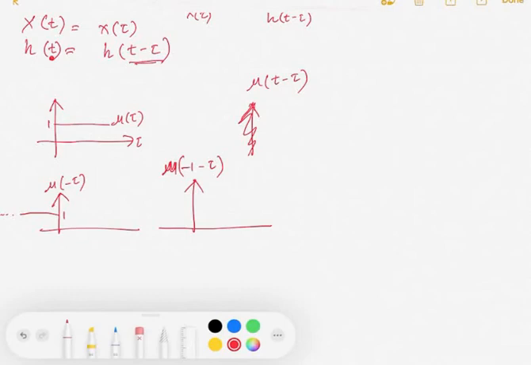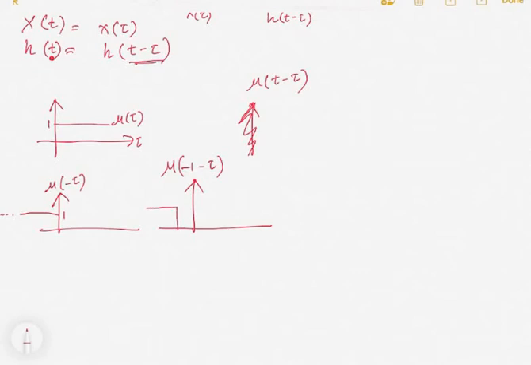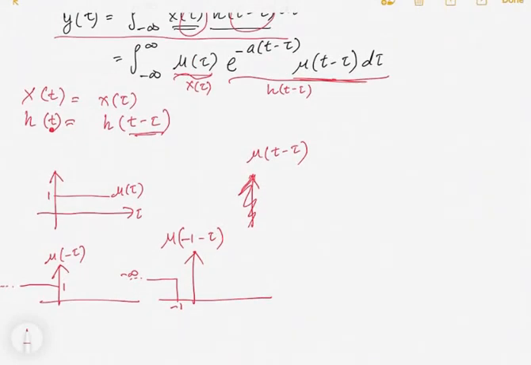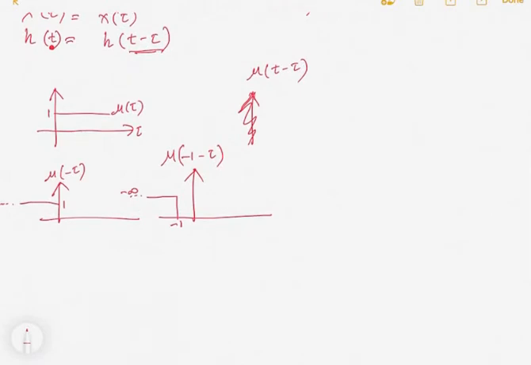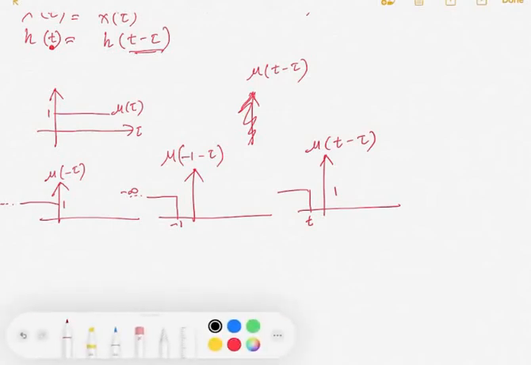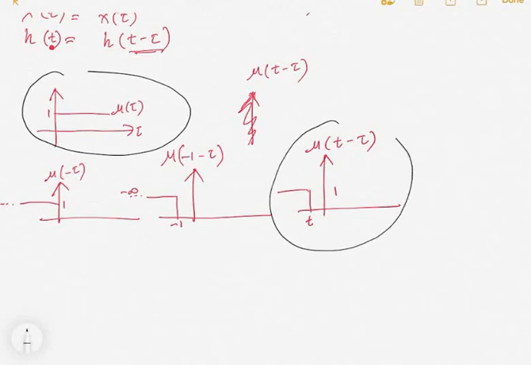Negative 1 negative tau is like this. It's from negative 1 to infinity, because it's the negative 1. So negative 1 negative tau means that you have obtained this one. So you change to u(t − tau). So you obtain this one, t. So for u(t − tau), you obtain it like this. So this is the graph. This is u(tau), and then this is u(t − tau).